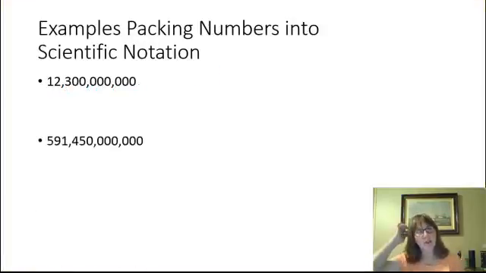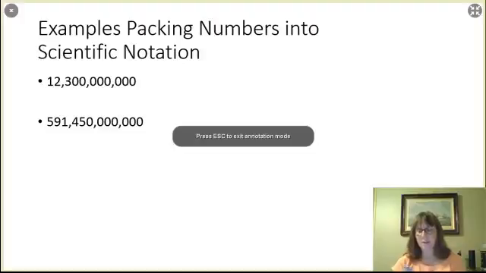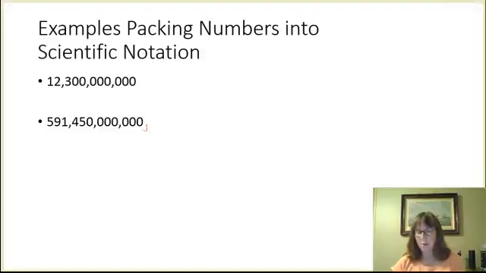The next example you should have in your packets is this one. It's another big number, and looks like it's going to be one more power of 10. So let's see. The implied decimal is here, we go 1, 2, 3, 4, 5, 6, 7, 8, 9, 10, 11. So we're going 11 places. That'll be our exponent of 10, and it'll be positive. And our coefficient is 5.9145 times 10 to the, what did I say? 11, times 10 to the 11th.